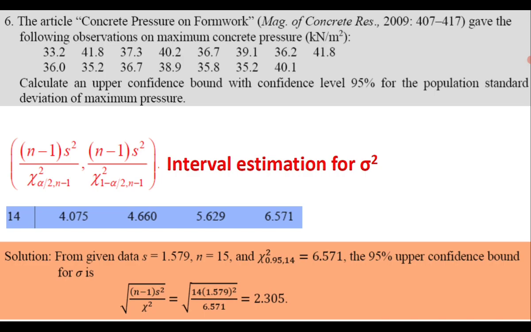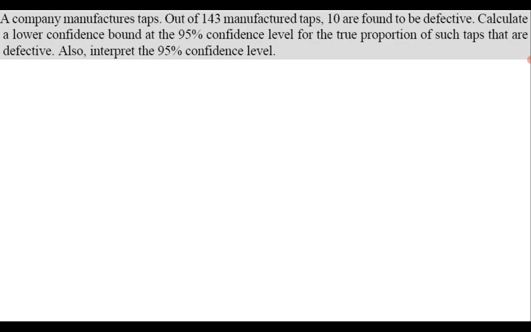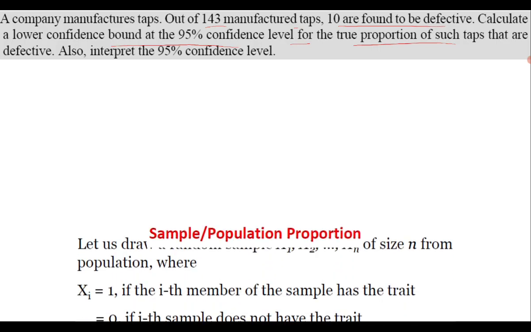The last question is very interesting. It is not talking about any distribution. It says that out of 143, 10 are found defective. Calculate a lower confidence bound at 95% confidence for the true proportion of such tapes that are defective. So first you need to see what distribution it follows. What is given is a sample size of 143. Out of that, how many successes are there? If you relate it, then it is a binomial random variable.